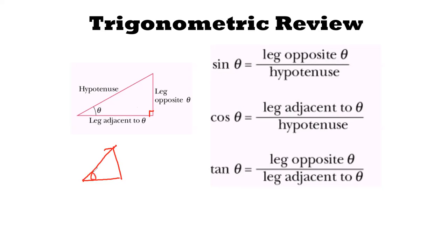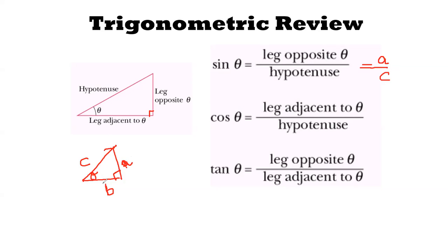Okay, this is the theta. Let's call this length A, this length B, this length C. Then sine theta is the leg opposite to theta. In this case, this is my right triangle, and let's call this length A. So sine theta would be A over this length, which is C, A over C.